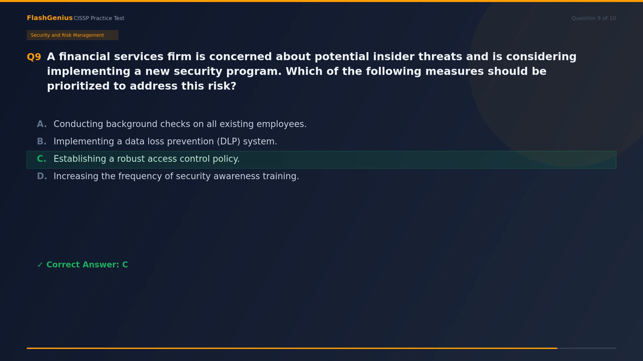The correct answer is C, establishing a robust access control policy. Here's why. Establishing a robust access control policy helps ensure that employees only have access to data and systems that are necessary for their roles, reducing the risk of insider threats.